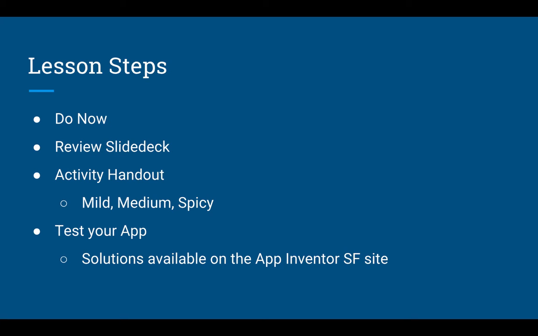There's an activity handout, which gives you 3 levels of interaction: mild, medium, spicy. Mild is to build your app off of a tutorial. Medium is to build off of an algorithm and a description with some block hints. And then spicy is just to build off a description. You should definitely test your app, and solutions are available on the App Inventor SF site.